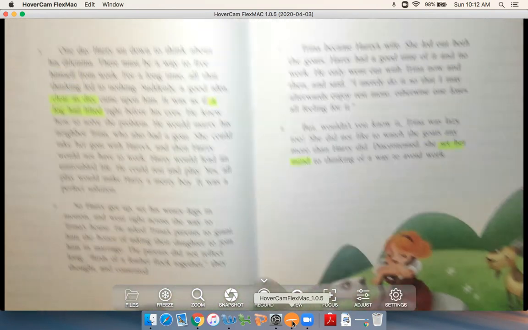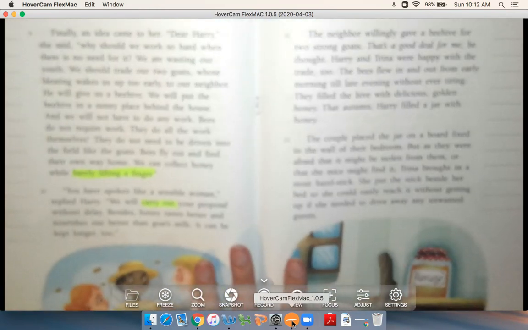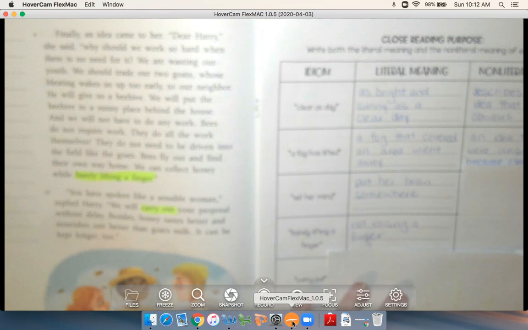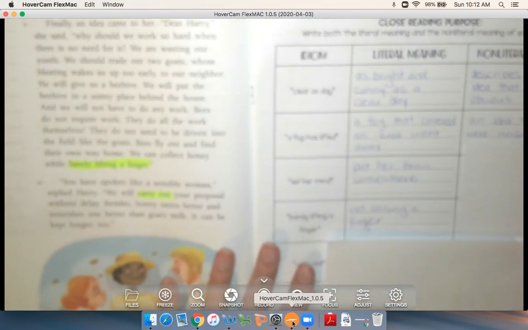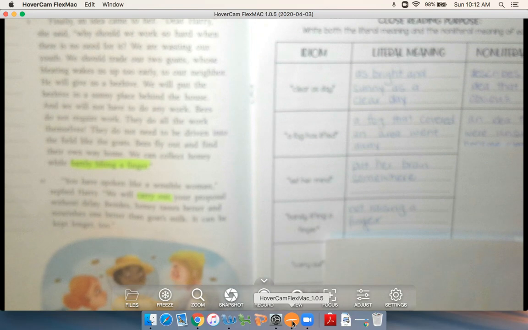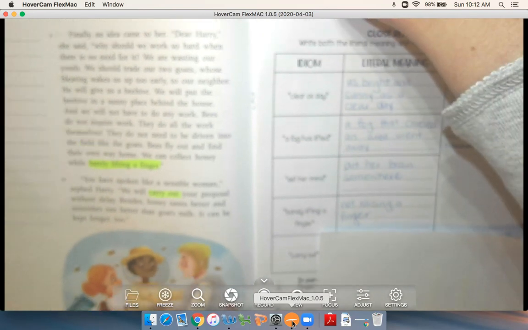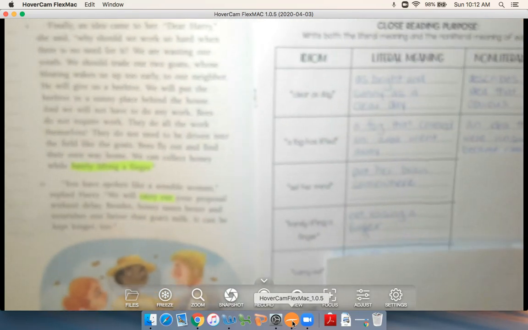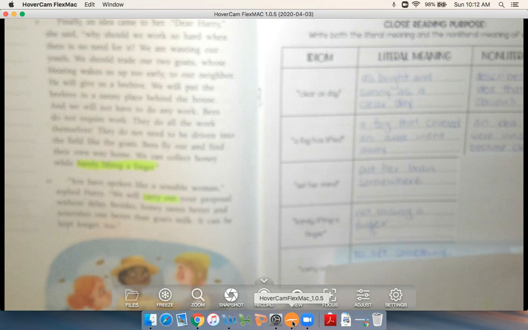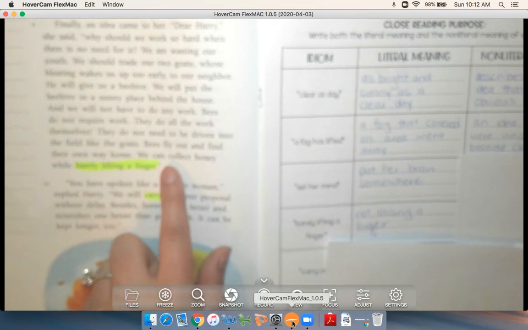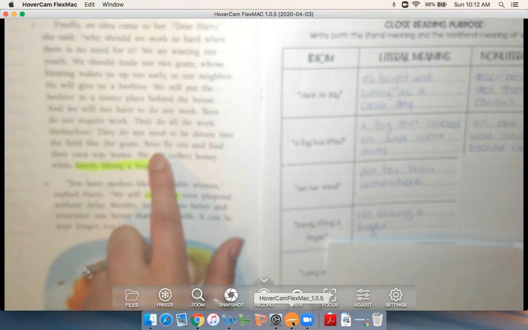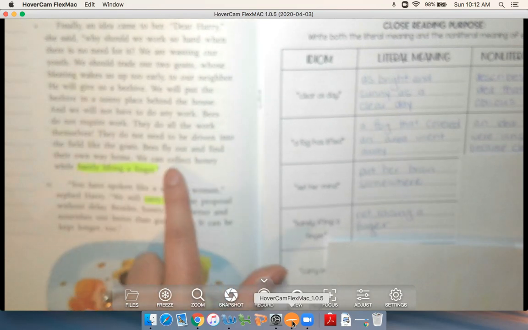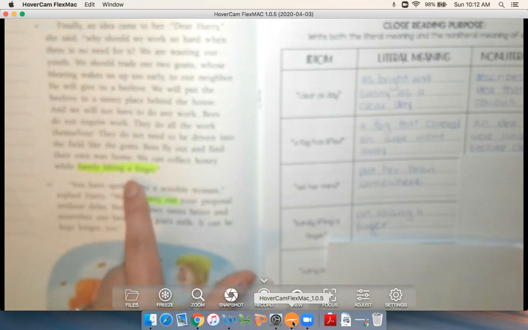So I'm going to flip my page. And here it is at the end of paragraph 9. Let's give this a second to not be blurry. Okay, I'm going to keep reading and we'll see if it clears up. So at the end of paragraph 9, it says, "Bees fly out and find their own way home. We can collect honey while barely lifting a finger."